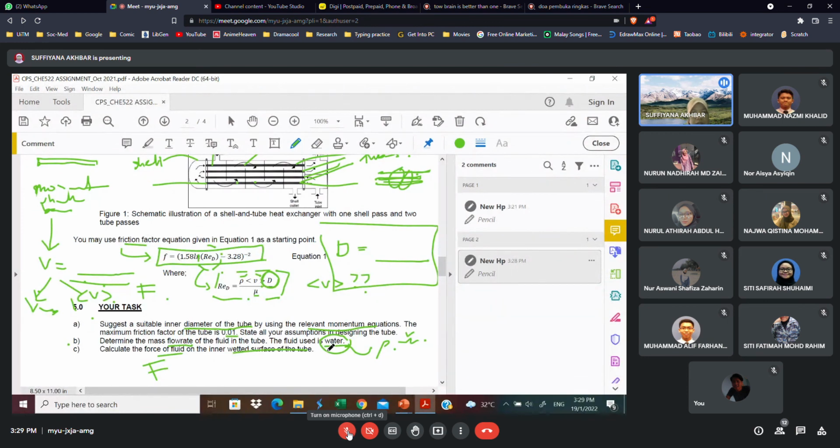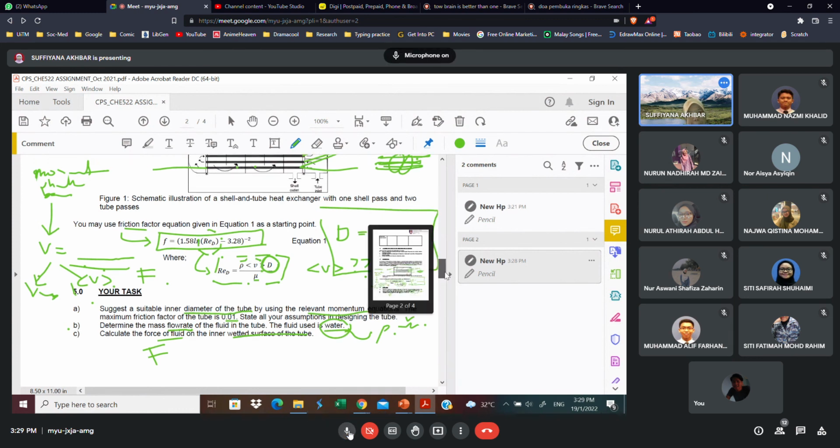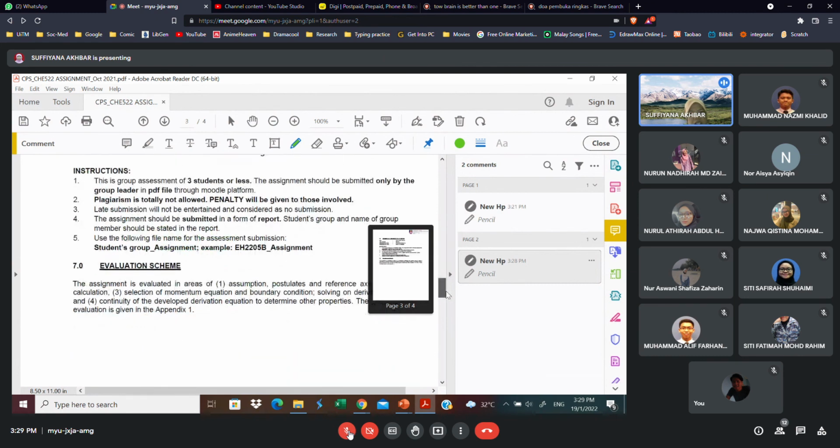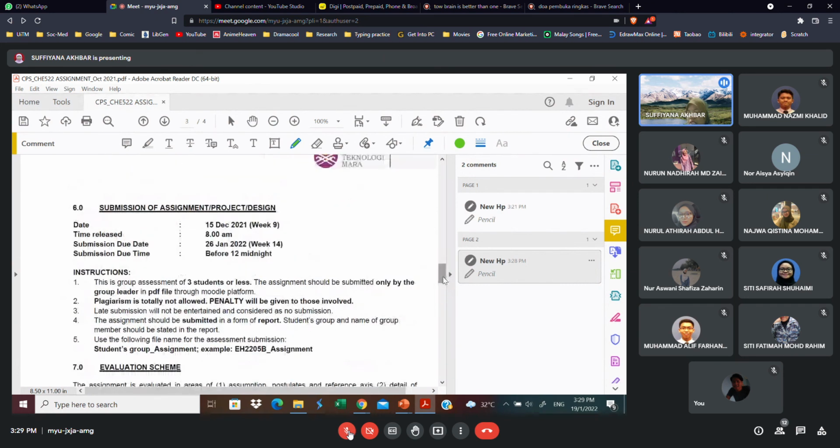Okay? For example yang number A, semua orang buat sama-sama number A ni and then everybody agree with the derived equation tu, then yang nombor 2 buat B, yang nombor 3 buat nombor C. Okay? Okay. Lagi apa? Okay, dan dia akan submit pada 26. Ni ramai tanya. Okay, by 26 January means that next week.